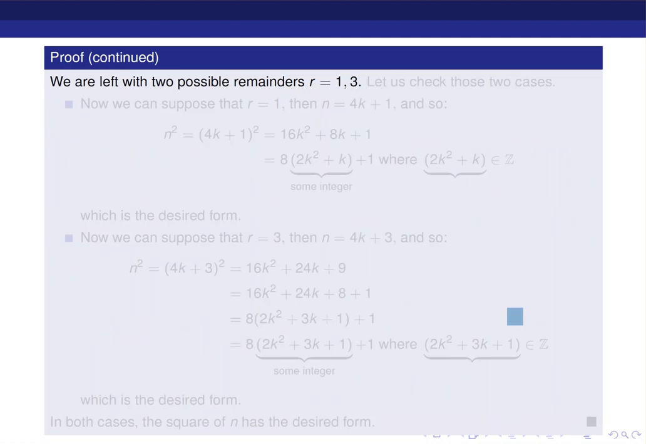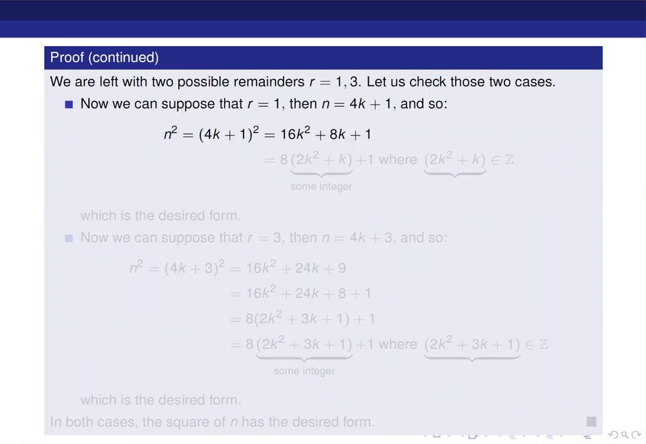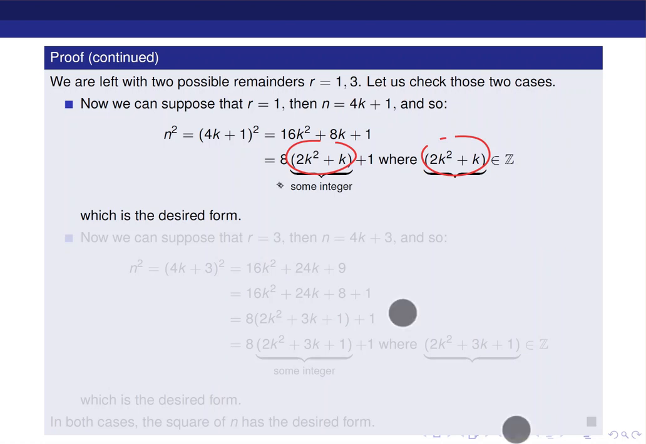What would happen if the remainder is, for example, 1? Well, if the remainder is 1, then my n would have the form of 4k plus 1. Keep in mind that this is still an odd number, it's just not the definition that we're used to. So when I square 4k plus 1, I'm going to end up with 16k squared plus 8k plus 1. And the first two terms in this list both have an 8 that can be factored, leaving me with 2k squared plus k, which is an integer because k is an integer. So that's exactly what we wanted. We wanted 8 times some integer plus 1, and we got that.